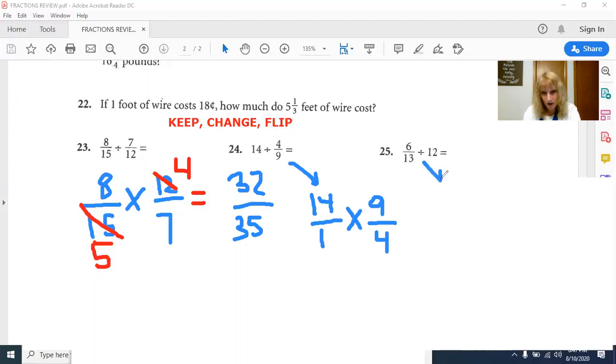Here's 25. Keep the first fraction, change the sign to times, flip the second fraction. Well, what is the fraction? It's a 12 over 1, right? So it's going to be 1 over 12. There you go. Okay, clear.